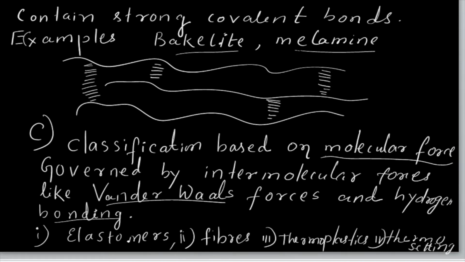The examples are elastomer, fibers, thermoplastic, thermosetting. Then we will know what my elastomer, fiber, thermoplastic, thermosetting are. Thermo means heat. So thermoplastic means on heating it will change, and thermosetting means it will set. Elastomer means having elastic nature. Fiber means having a different type of fabric structure.